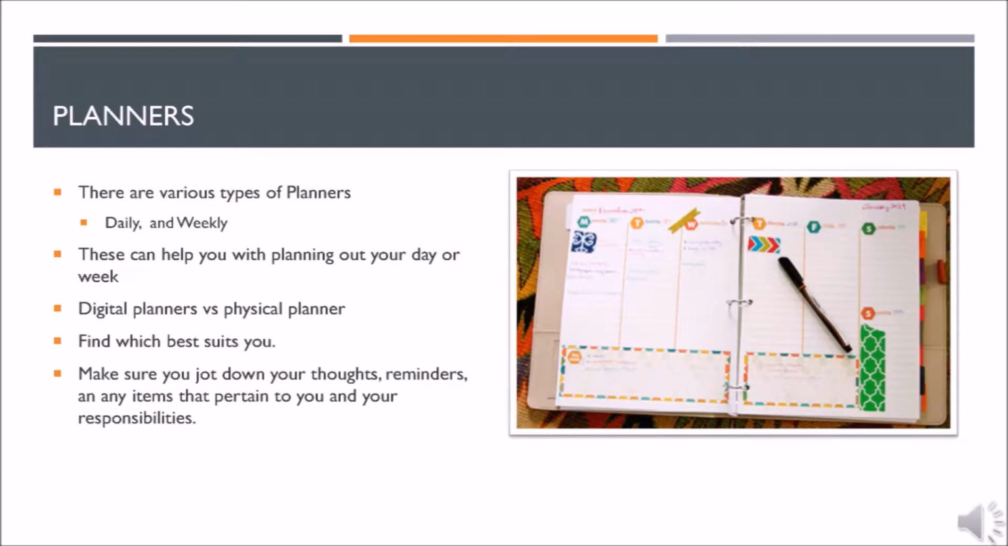Planners are a simple way to help you manage your time. You can use daily or weekly planners to help you remember all the items you have coming up. They come in many forms such as physical and digital planners. The best thing that you could do for yourself is to find the one that works best for you. The main thing to note about these is to make sure that you are keeping track of all the things that you need to do by writing them down.